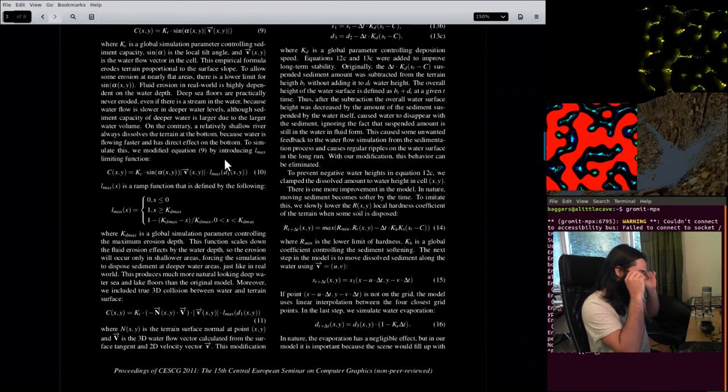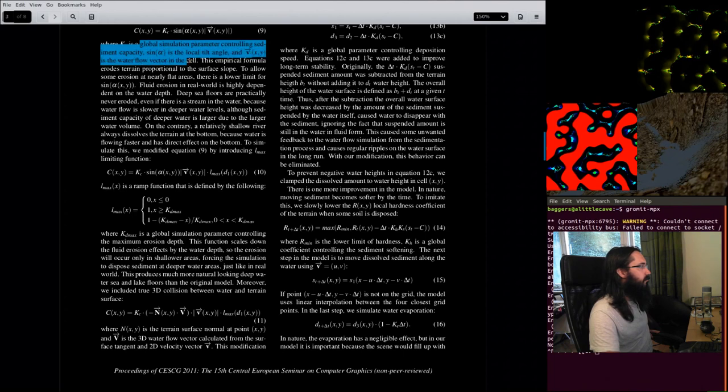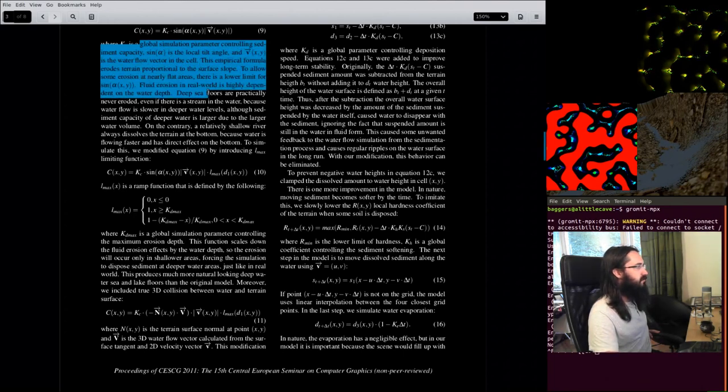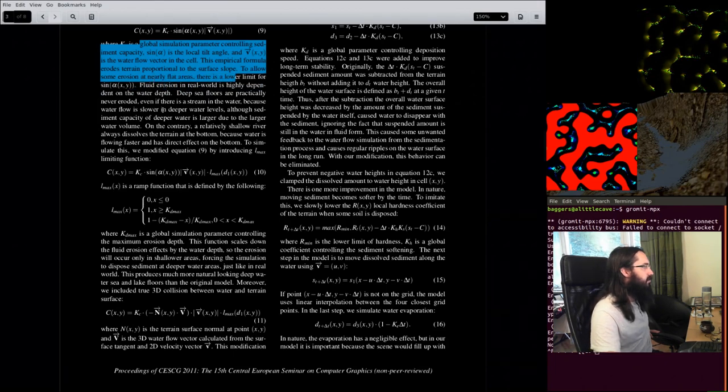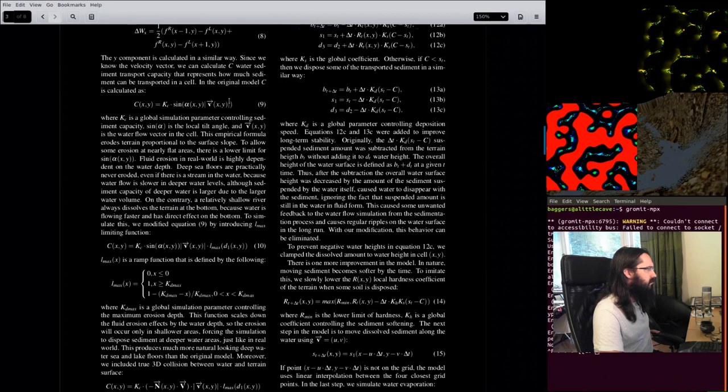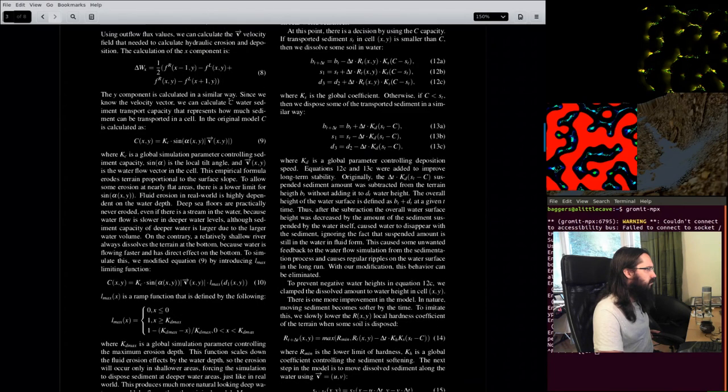The reason for the parallel thing is that what they wanted to achieve was that the empirical formula erodes terrain proportional to the surface slope to allow some erosion in flat areas. There's a lower limit for blah, blah, blah. Wait, is that? No, this can't be right.